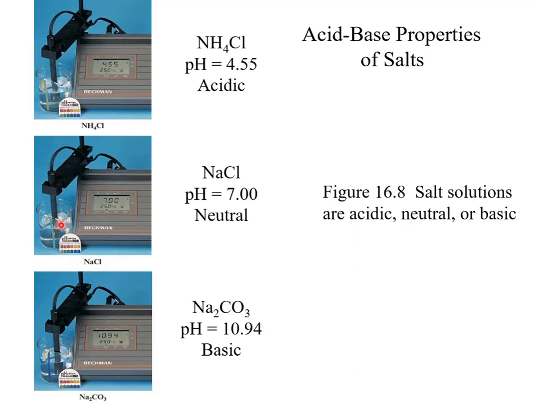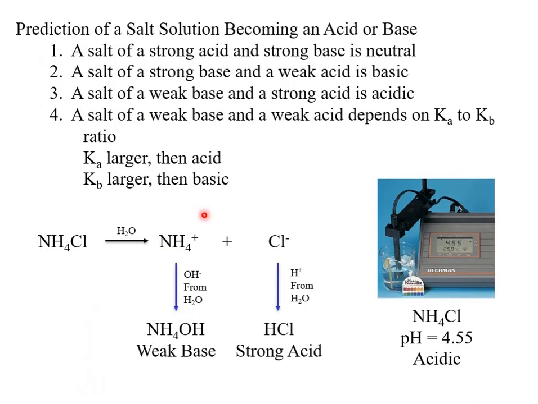Okay. So why is it that dissolving different compounds, or different salts in particular, into water does not always give me the same pH? And how do you predict that? So basically, when I have a salt of a strong acid and a strong base, I get the neutral, which was the sodium chloride. If I get a salt of a strong base and a weak acid, then it's basic, and that was the sodium carbonate. If I get a salt of a weak base and a strong acid, it's acidic.